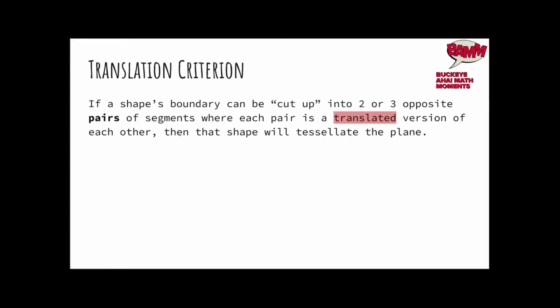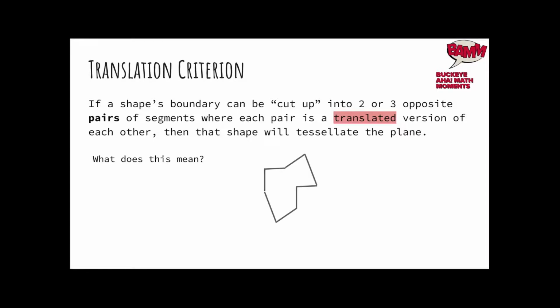The translation criterion says that if a shape's boundary can be cut up into 2 or 3 opposite pairs of segments, where each pair is a translated version of the other, then the shape will tessellate the plane. Now, what does that mean? Let's see if we can understand what this is saying by actually looking at a shape.